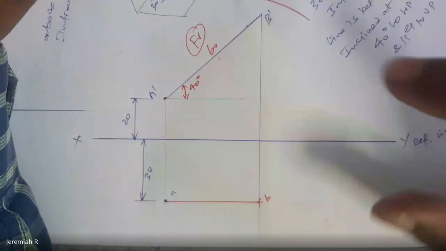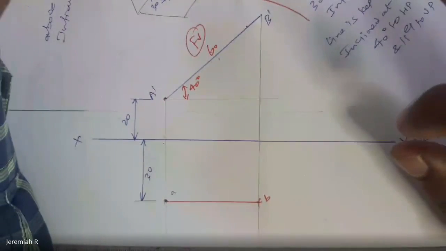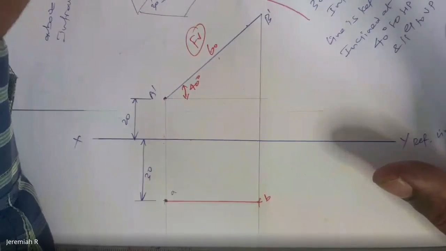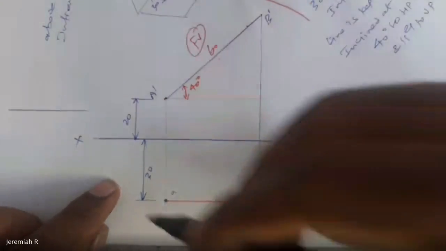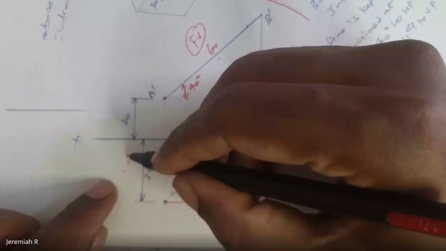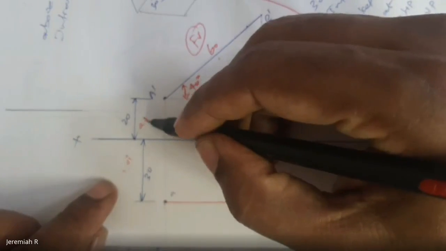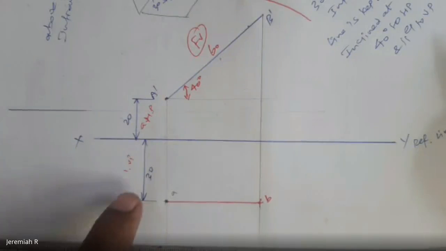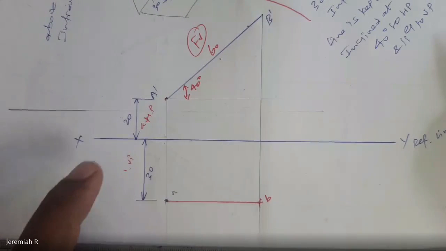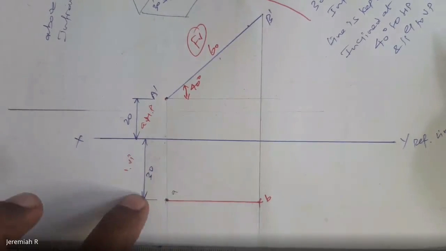Okay, above HP distance is what is visible only in the front view. In front of VP will be visible only in the top view. This is always in front of VP. This is always above HP. This is always in front of VP. Okay, so in front of VP you got 30 mm. So from here 30 mm, locate your point.